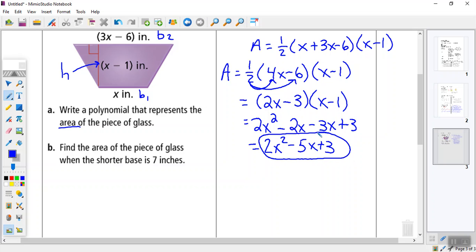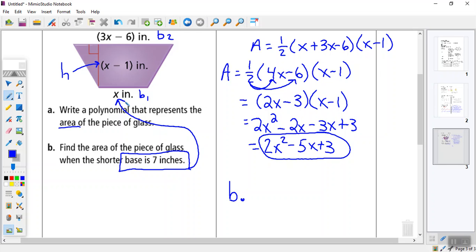If I wanted to know the area of this trapezoid given these dimensions, its area would be represented or modeled by 2x squared minus 5x plus 3. That's what you would model it with. Now kids, read part B once you've got that written down. What's part B asking us? When the shorter base is how many inches? This is basically saying that short base is what value? That's basically saying, hey, anywhere where you have an x, plug in what value?